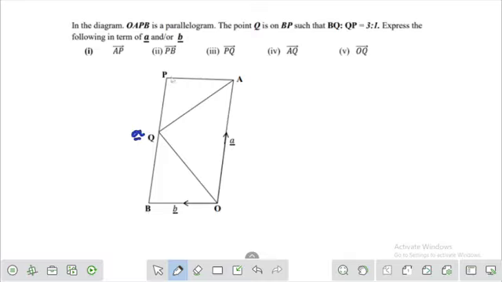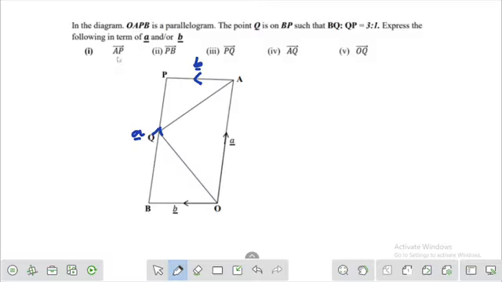Now, we know AP is also equal to OB. So if OB is equal to B vector, even AP is going to have what? B vector. And the direction will be moving like this. Even here, the direction will be like this. Very important.